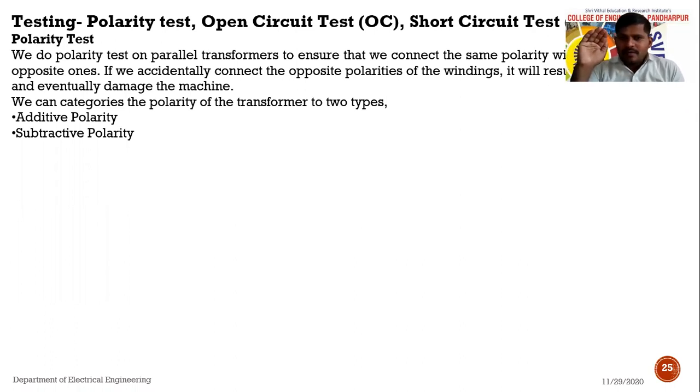Are all of you getting why the polarity test is conducted? It is very simple. Getting, no? Hello? Give me a reply. All of you getting why the polarity test is important? Anyone, just give me a reply, yes or no?